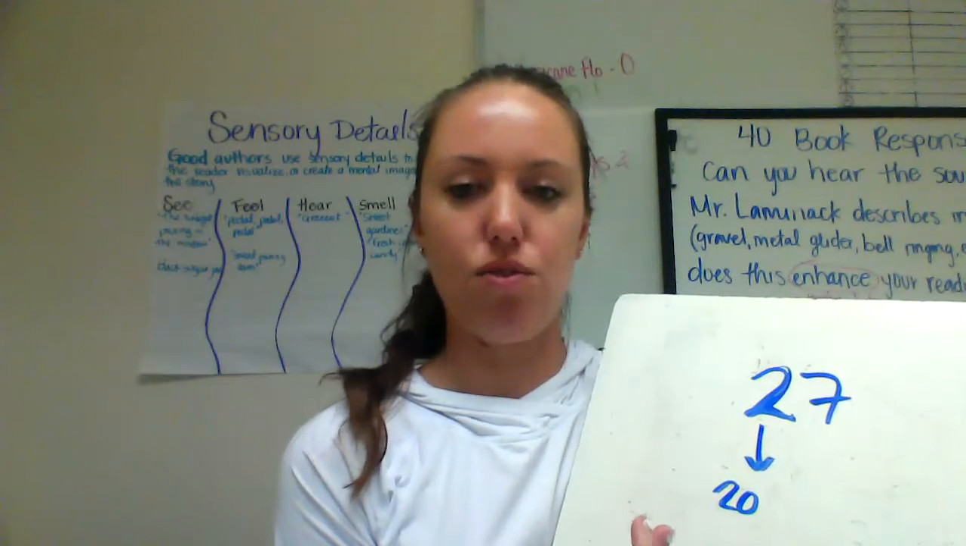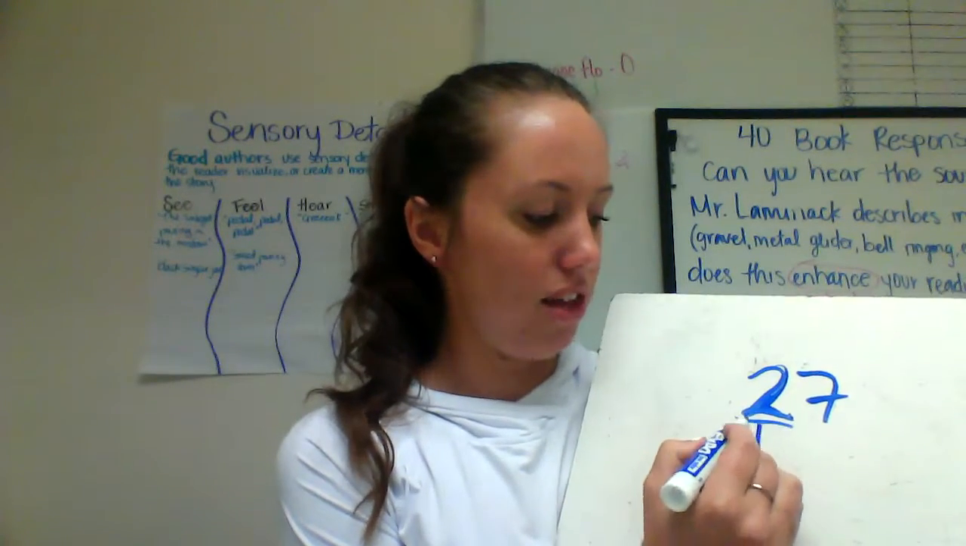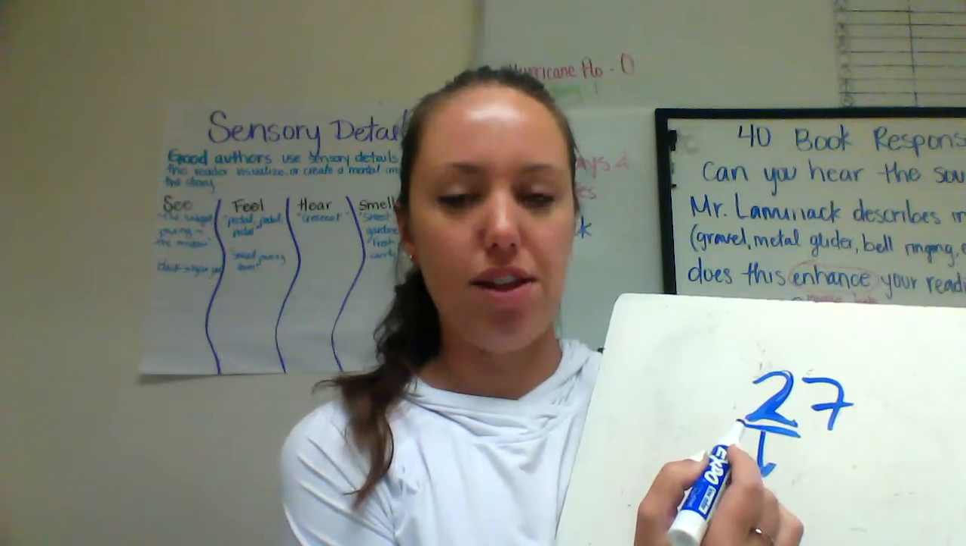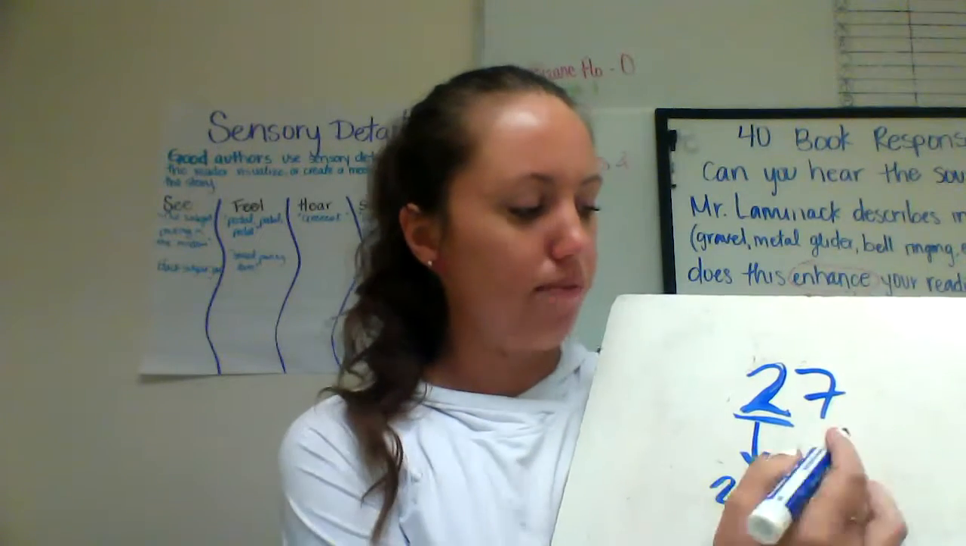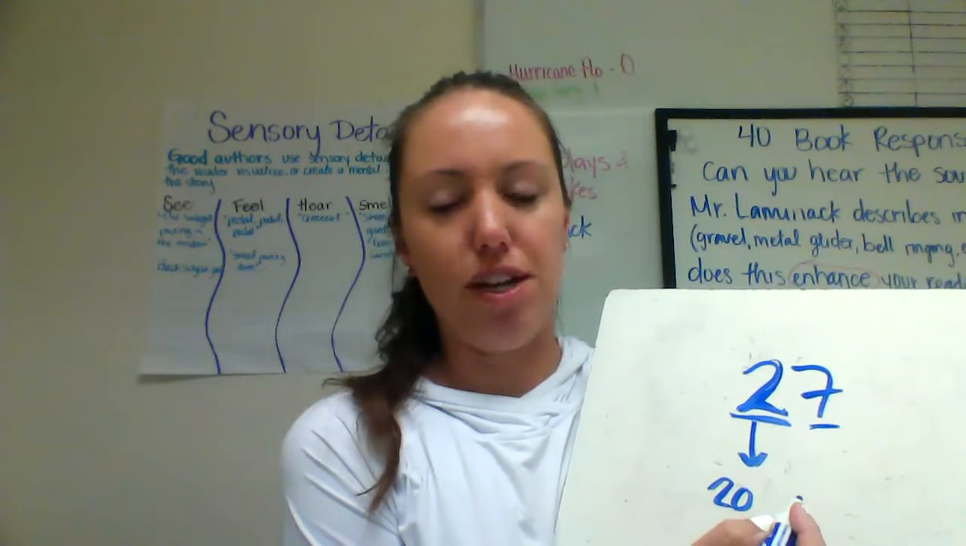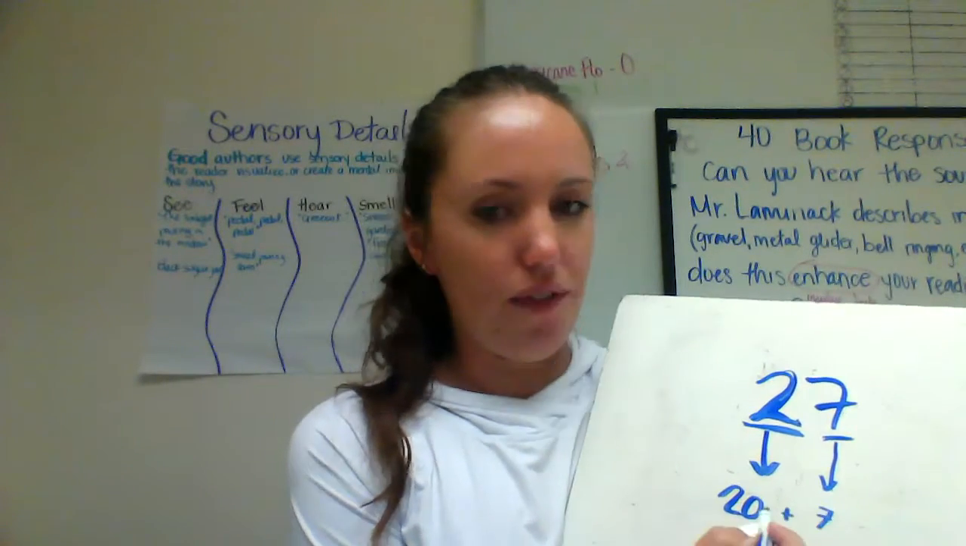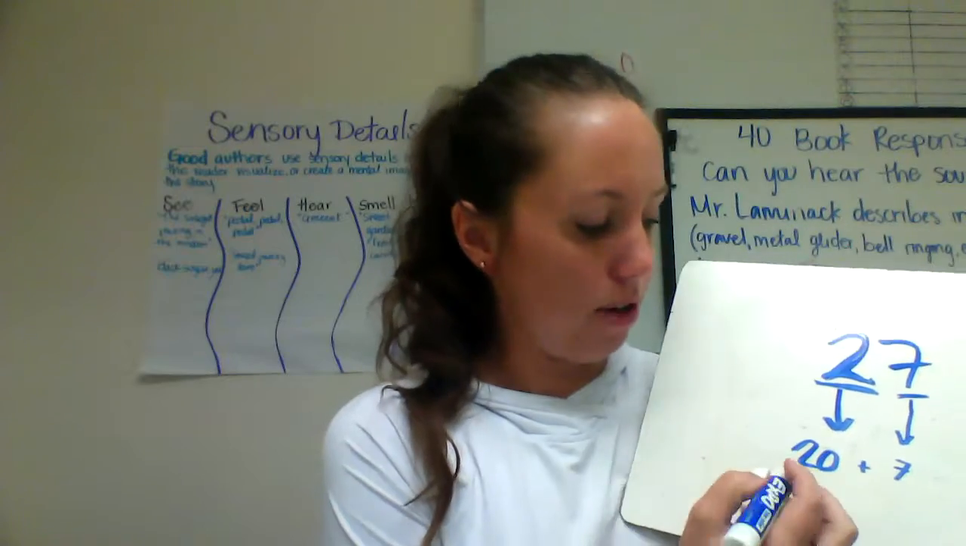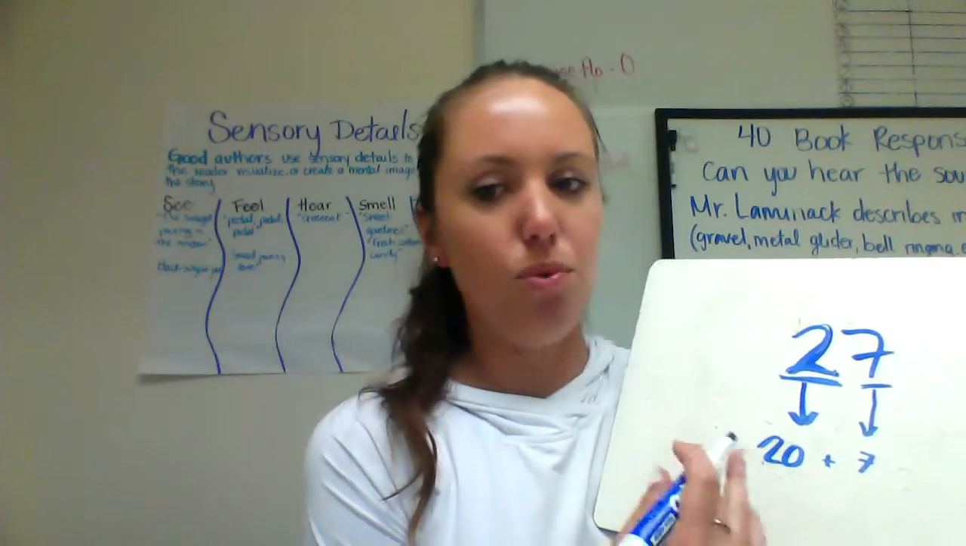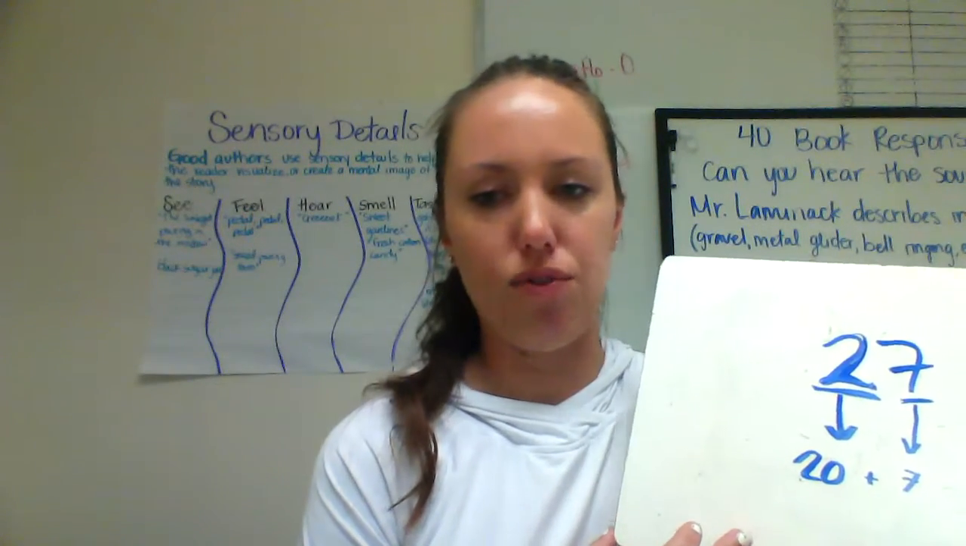It actually stands for 20. It is written in the tens place, meaning 2 tens, aka 20. That 7 is written in the ones place, meaning it is worth just 7. So when we write the number 20 plus 7, we have written that number in expanded form.